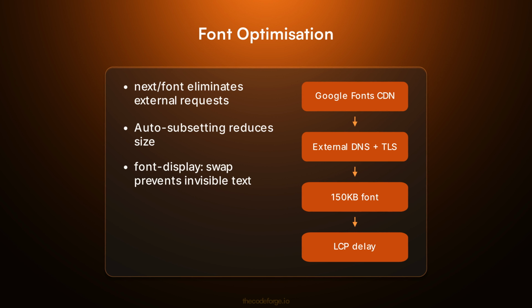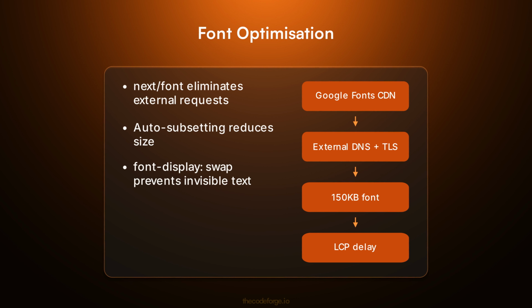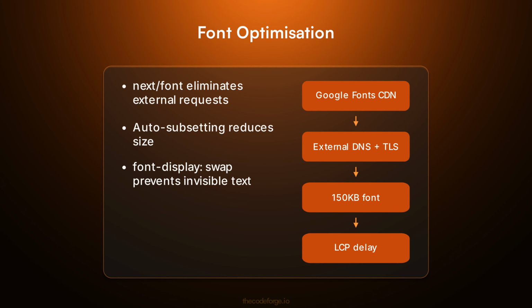Web fonts are an overlooked performance drag. Next Font hosts fonts on the same origin, automatically subsets to needed characters, and adds font-display: swap. Switching from Google Fonts Content Delivery Network to Next Font can reduce LCP by 400 ms.